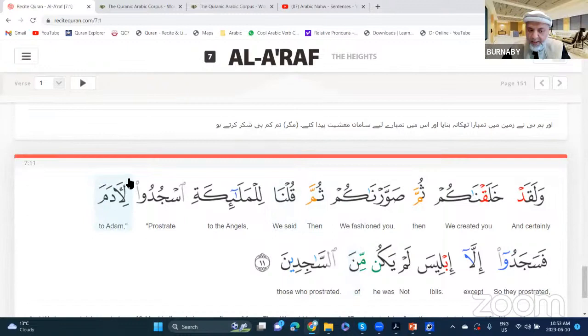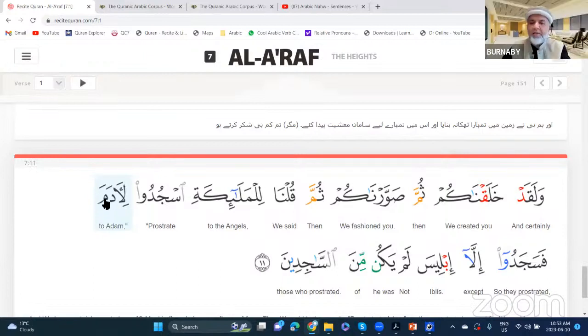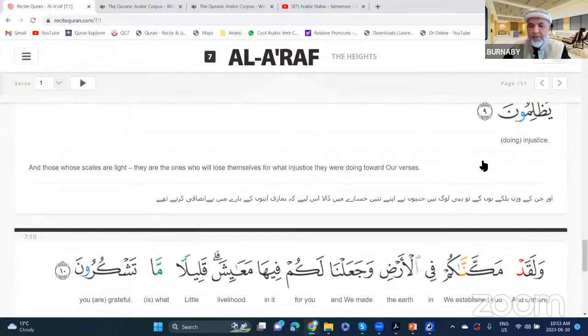Li Adama. You see this word li here? This is another harf jar. But Adama, now you will say, why is Adama not in the status of jar? It is in the status of jar, but it is out of the scope of the discussion right now, so I don't want to take you anywhere else.